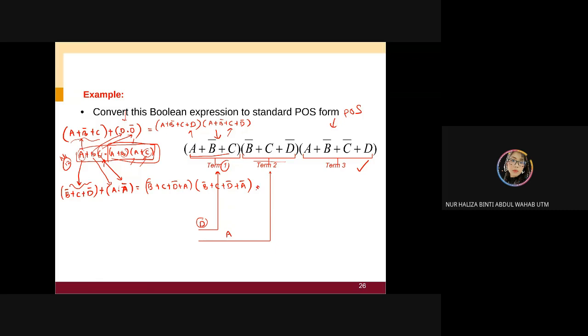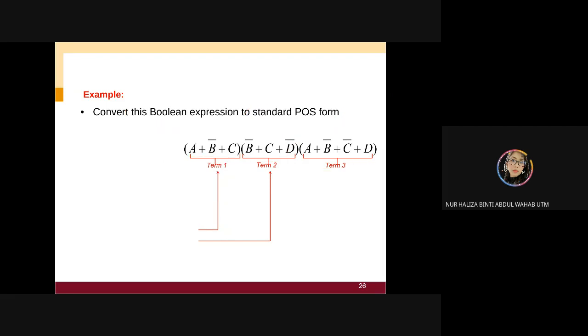So finish also. So you combine, you add this, you add this, you add this, you add this, and your term 3, you get the standard POS. Let's take a look in a proper way.